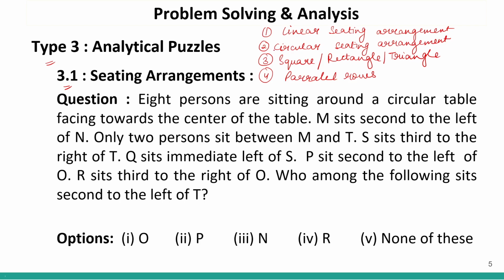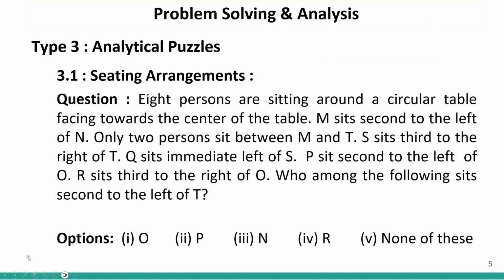Now, starting with linear seating arrangement. So linear seating arrangement basically means that let's say we have 4 people, A, B, C and D, and they are sitting right next to each other. That means they are sitting in a row. So this means that they are sitting in a linear line. So this is linear seating arrangement when everybody sits in only one particular row.